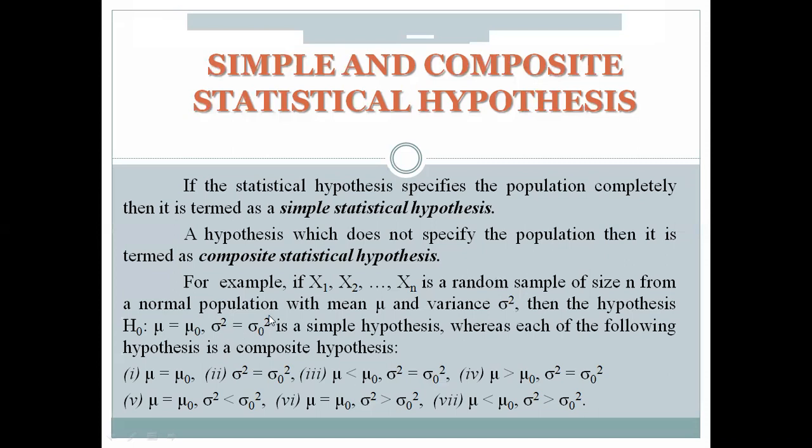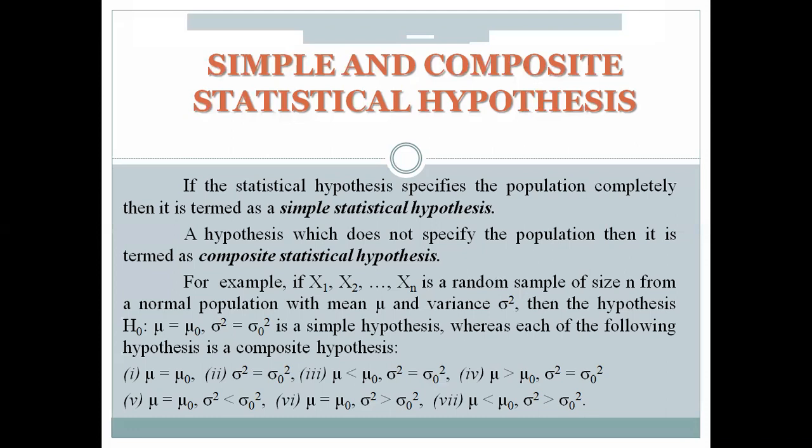Every parameter has a specified value, so this is a simple hypothesis. But in a composite hypothesis, mu equals mu naught, but there is no information about sigma squared. Or sigma squared equals sigma naught squared, but there is no information about mu. Also, one may be equal and another less than, or one equal and another greater than, or one less than and another greater than. So there are some conflicts, and that is called a composite statistical hypothesis.